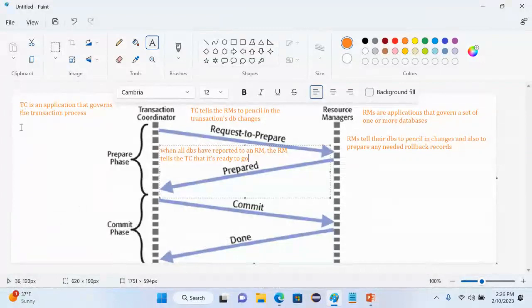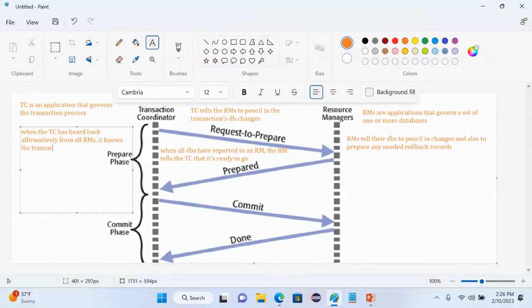Okay? Now, when the TC has heard back affirmatively from all RMs, it knows the transaction is ready to go, right? Because everybody's ready. Everybody's confirmed that they can do this transaction. It's feasible. They have rollback records prepared. Great, okay? Otherwise, the TC will abort the transaction and restore system state.